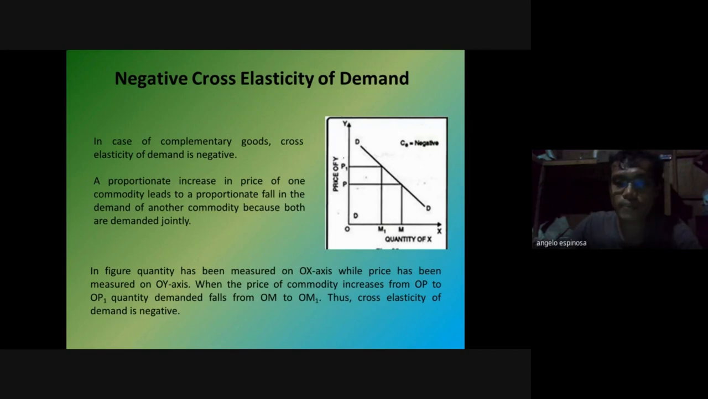Pag negative naman, that is being complementary goods. Complementary goods is when the price of one good is increasing, the demand of the other good is decreasing. O, tumaas ang price dito, so bumaba, di ba? Bumaba ang quantity demanded ng isang good. So that is negative cross.